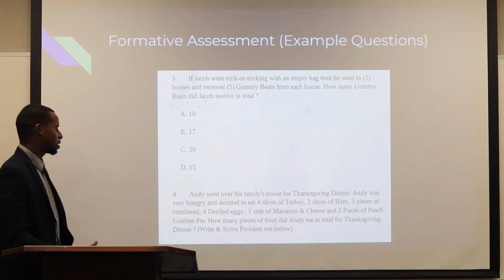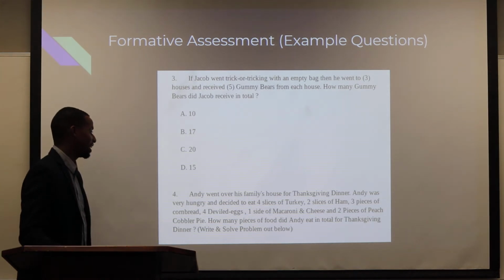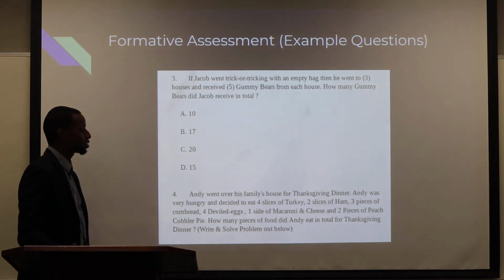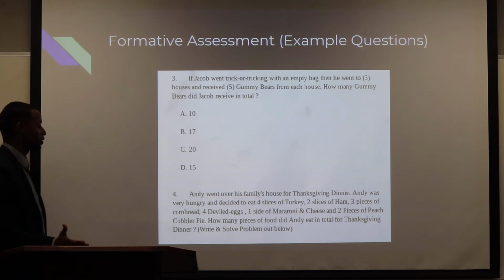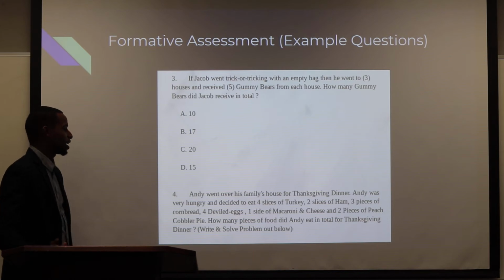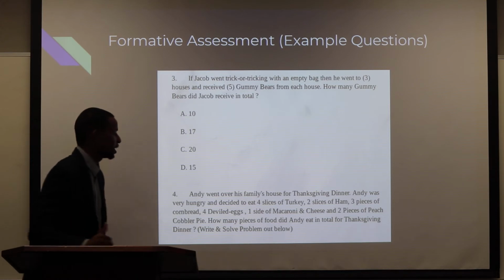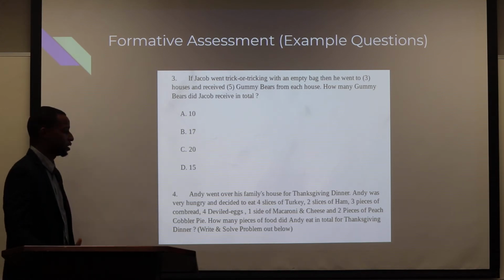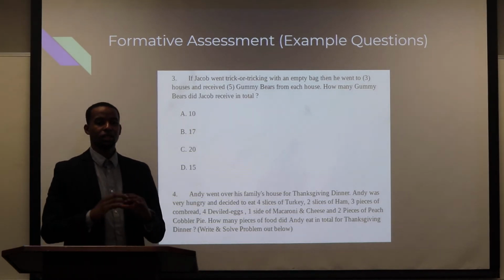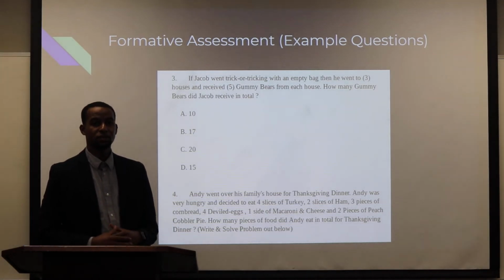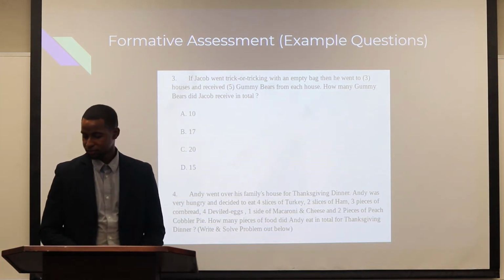So for example, the question is, Andy went over his family's house for Thanksgiving dinner. Andy was very hungry and decided to eat 4 slices of turkey, 2 slices of ham, 3 pieces of cornbread, 4 deviled eggs, one side of mac and cheese, and 2 pieces of peach cobbler. How many pieces of food did Andy eat in total for Thanksgiving dinner? So this is not just a B, C, D question, I have to write it out, I have to critically think while using early numbers.